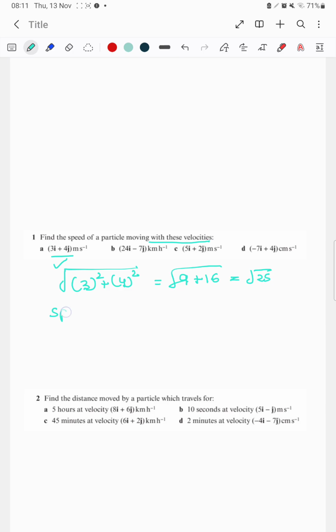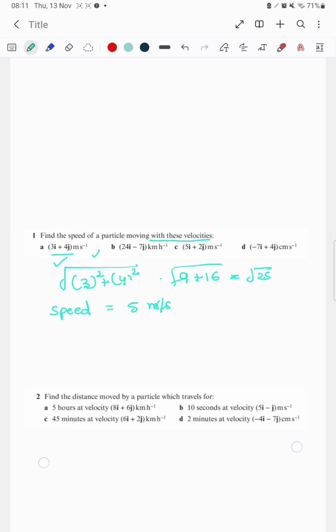So speed of the particle with a velocity of 3i plus 4j is equal to 5 units or 5 meters per second, because the unit of velocity is given as meters per second. Unit of velocity is given as meters per second, so the unit of speed will remain the same, meters per second.